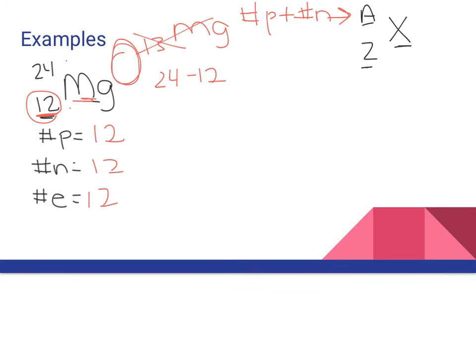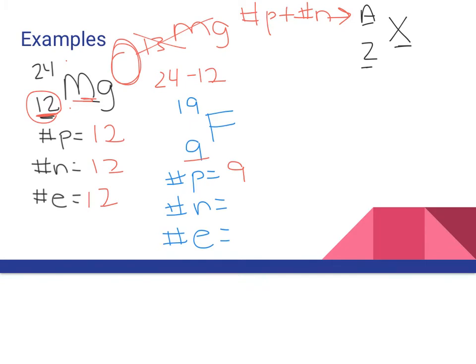Let's look at another example, one in which we may see a charge. Let's say I have a fluorine ion. The atomic number is 9. My mass number is 19. Once again, I should be able to determine the number of protons, the number of neutrons, and the number of electrons. We focus on the bottom number for the number of protons. The top minus the bottom number is going to give me the number of neutrons.